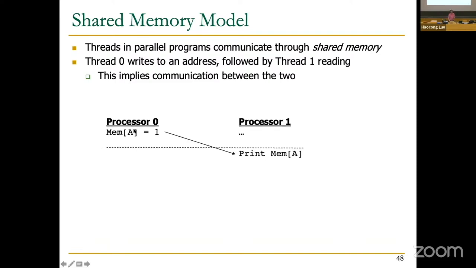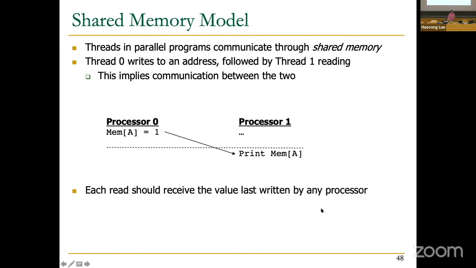This thread is running on processor 0. It's writing to memory location 8. This thread is running on processor 1. It's printing memory location 8. So there needs to be some communication, as you can see over here. If this is the model, each read should receive the value last written by any processor. Otherwise, you'll have inconsistency in the program.